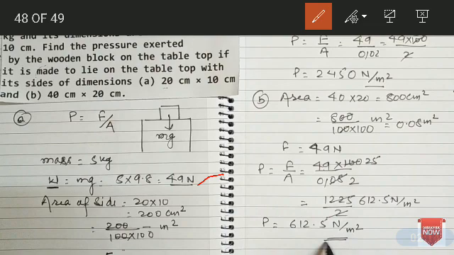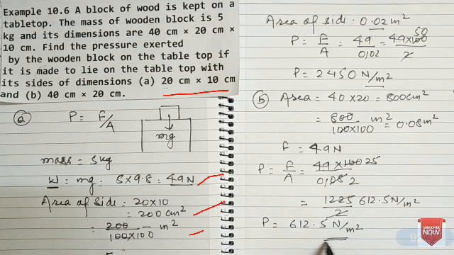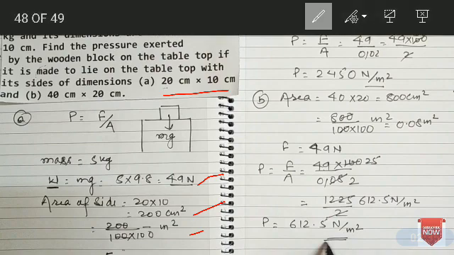Now according to the conditions, first condition is the dimensions of the sides are given 20 by 10 centimeter. So we can calculate the area. Area is 200 centimeter square, which after converting into meters will be 0.02 meter square. Now as P equals F upon A, placing the value of force 49 and the area 0.02, the answer is 2450 Newton per meter square. So this is the pressure applied by the block of wood.